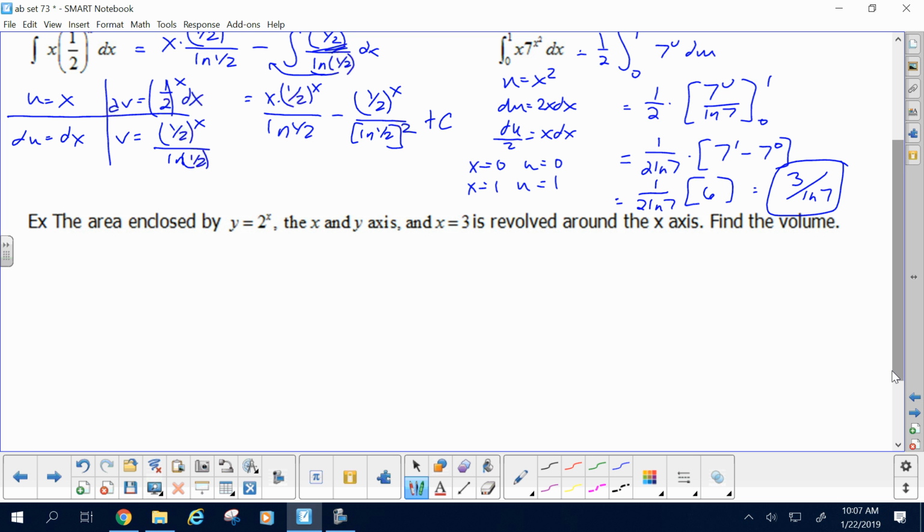How do the volumes come in? Y equals 2 to the x. What's the shape of 2 to the x look like? Okay, it's exponential with a y-intercept of 1, then 1, 2, 2, 4, growing exponentially, and it has a horizontal asymptote at y equals 0, but only for the left-hand side of the graph, okay? The x-axis and the y-axis and x equals 3.